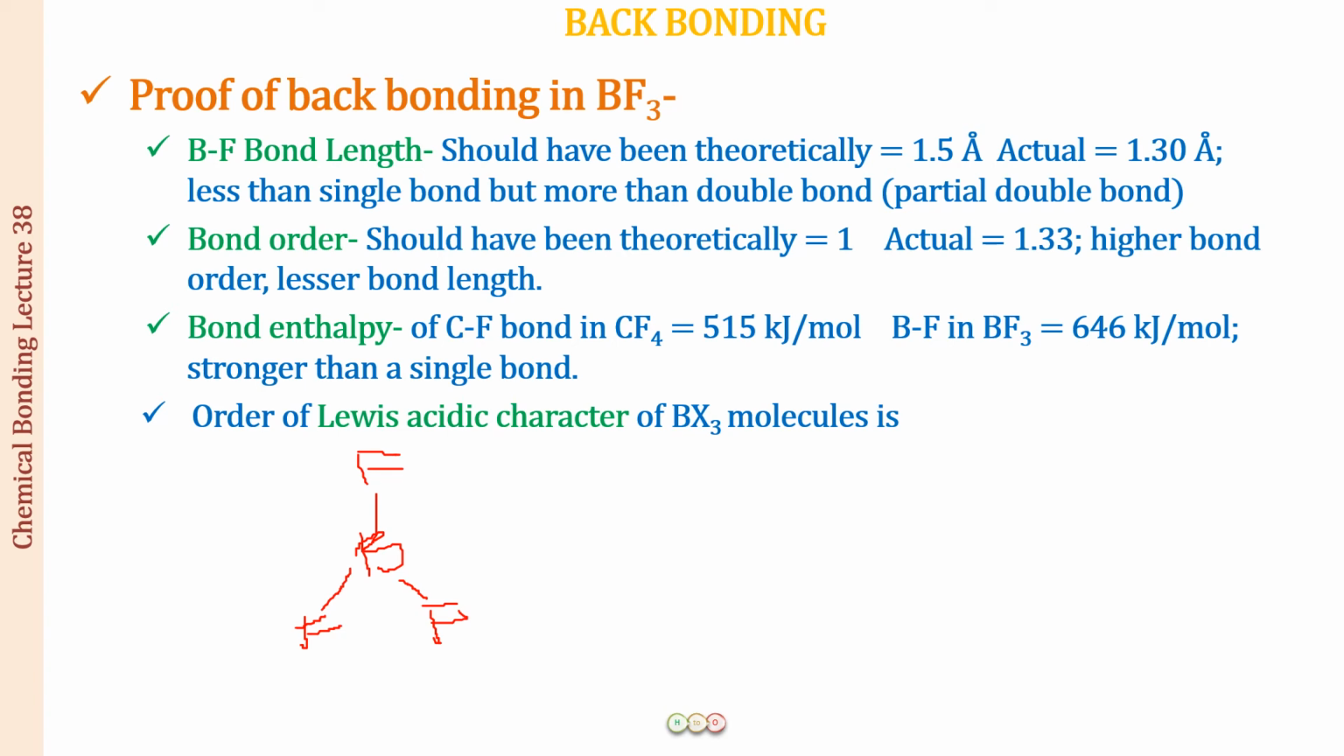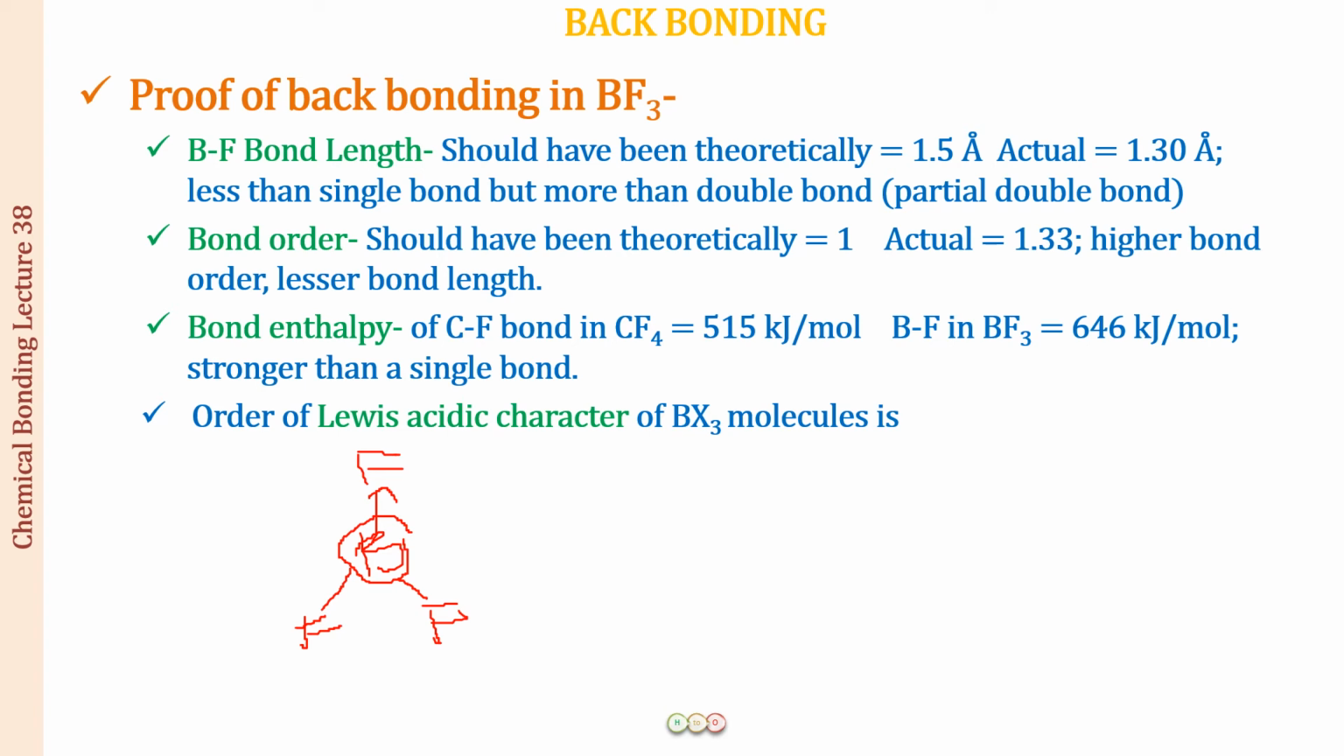So if it is more electronegative, it is going to pull the electron pair towards itself. When it pulls the electron pair towards itself, the boron atom's electron deficiency increases further. This means that it should have the maximum affinity for the upcoming lone pair of electrons. So this should be having, in other words, the maximum Lewis acid character, because fluorine is the most electronegative.